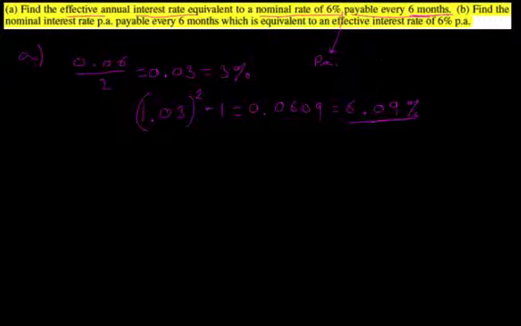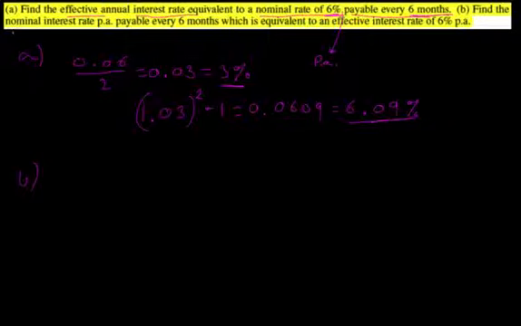And that is the effective annual interest rate when your effective 6 monthly rate is 3%, or your nominal rate paid annually is 6%. So it's not actually 6%, the nominal and effective are a little bit different, as you can see. Alright, part B.